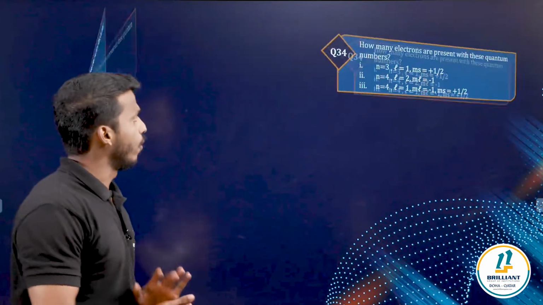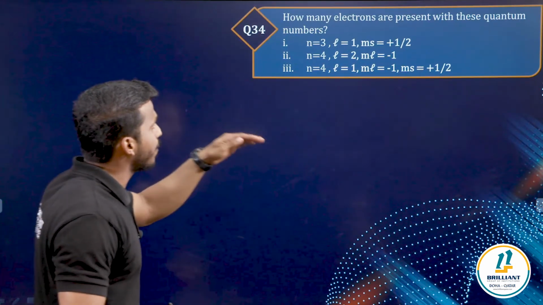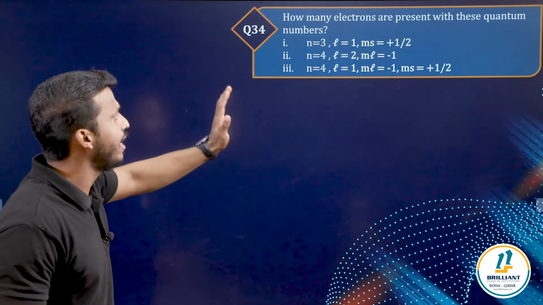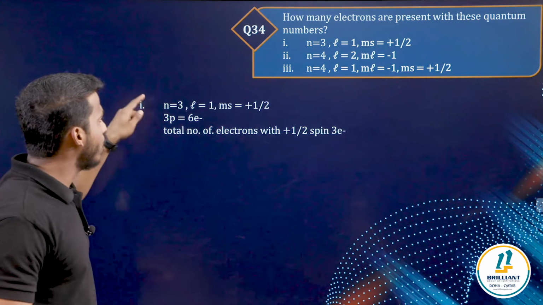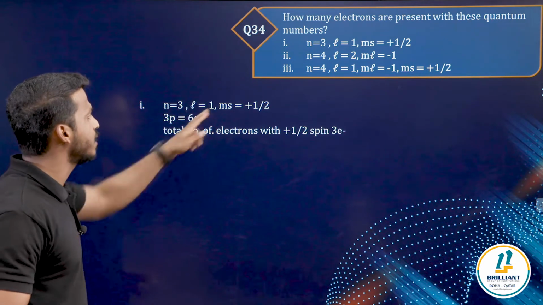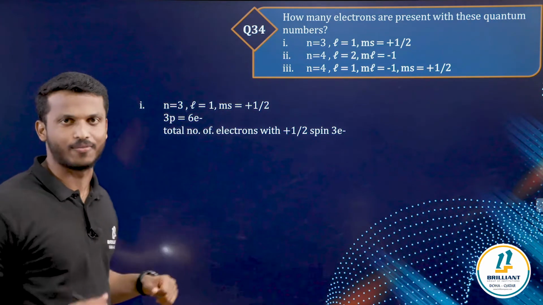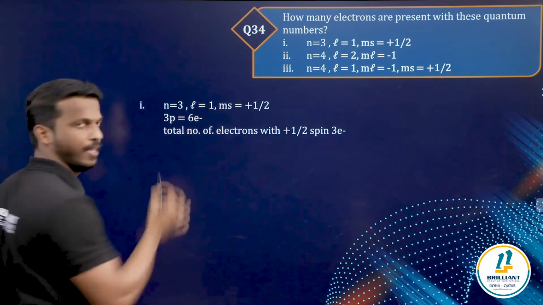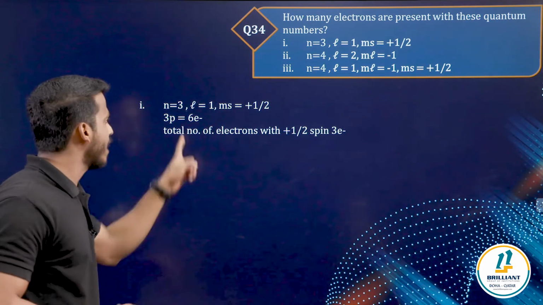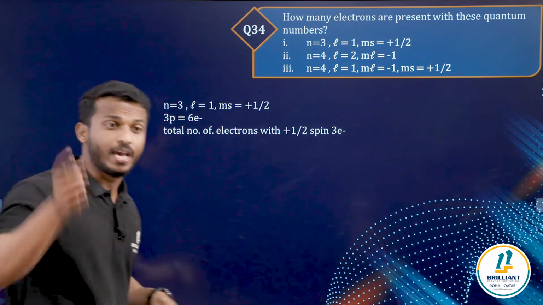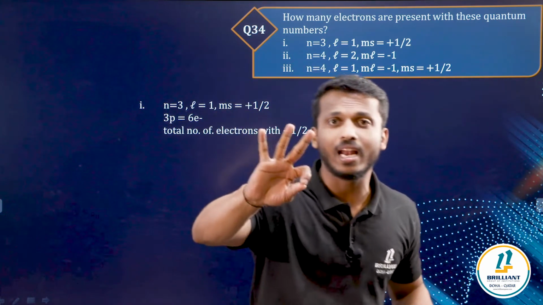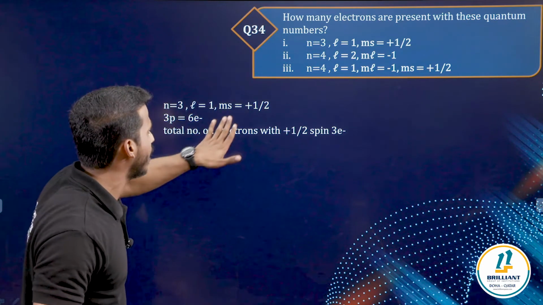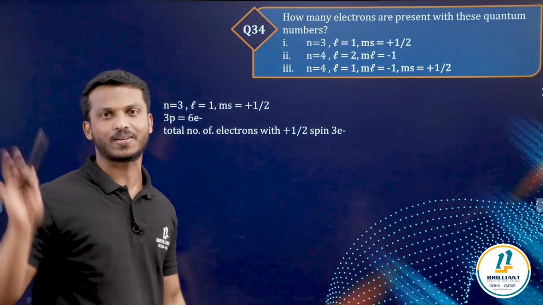Question number 34. How many electrons are present with these quantum numbers? Dear all, n equal to 3, l equal to 1 and spin quantum number also given as plus half. n equal to 3, l equal to 1 means which orbital? 3p. Any p orbital maximum 6 electrons can occupy. Among those 6 electrons, 3 electrons have plus half spin, 3 electrons have minus half spin. So the number of electrons with plus half spin will be 3.